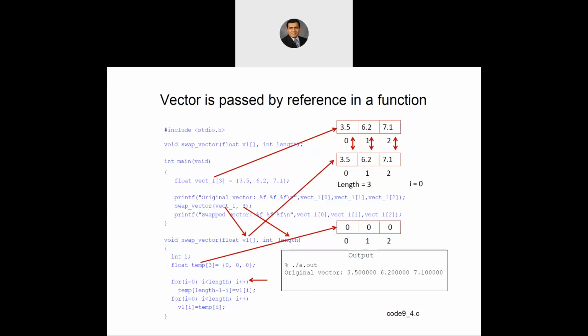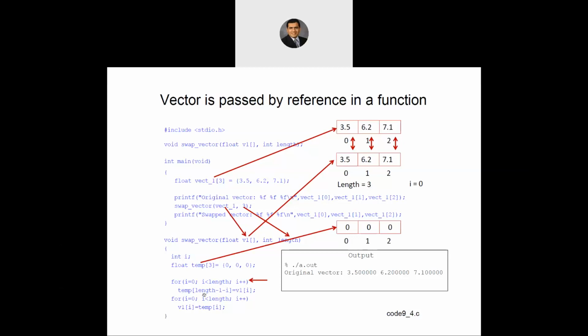The moment, my dear students, the moment this is false, it will get out of the loop. Okay, so there we go. Initialize I is equal to 0. 0 is less than length. 0 is less than 3. True, goes inside. Temp, length minus 1.